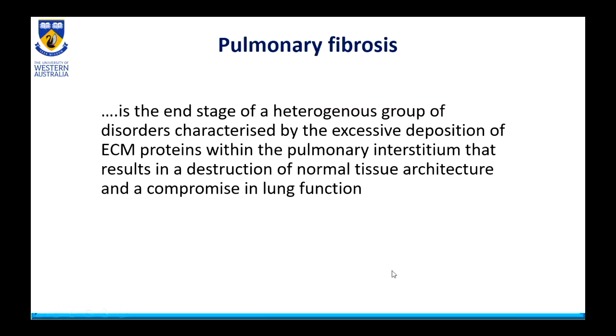So what about pulmonary fibrosis? I'm going to be talking a little bit more about pulmonary fibrosis and use it as a model. So pulmonary fibrosis is the end stage of a heterogeneous group of disorders. There's lots of different types of pulmonary fibrotic conditions, characterized by the excessive deposition of extracellular matrix within the pulmonary interstitium. So it's not in the alveoli itself, it's in the interstitium around the alveoli, that result in the destruction of normal tissue architecture and a compromise in lung function.